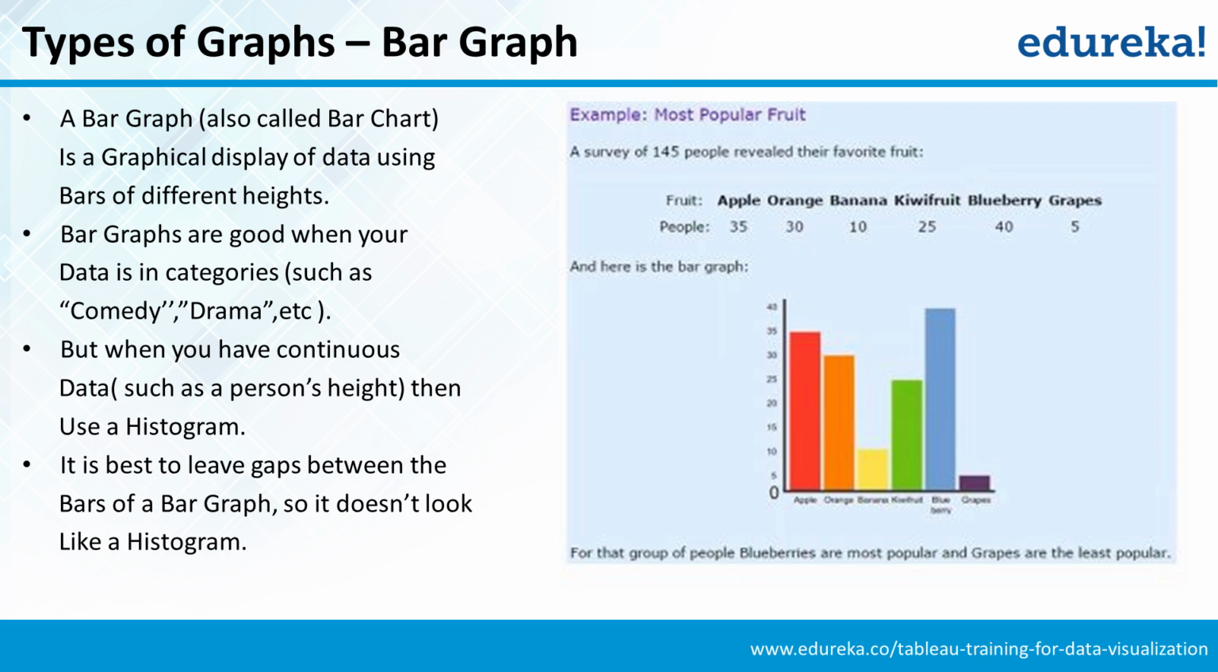And then finally we plot it in a bar graph format. The bar graph tells us that blueberry is the favorite fruit and grapes is the least favorite amongst all these different fruits. Now, a histogram is used when you have continuous data and you want to analyze its distribution. Is most of the data lying on the left hand side, or on the right hand side? Is the data normally distributed?